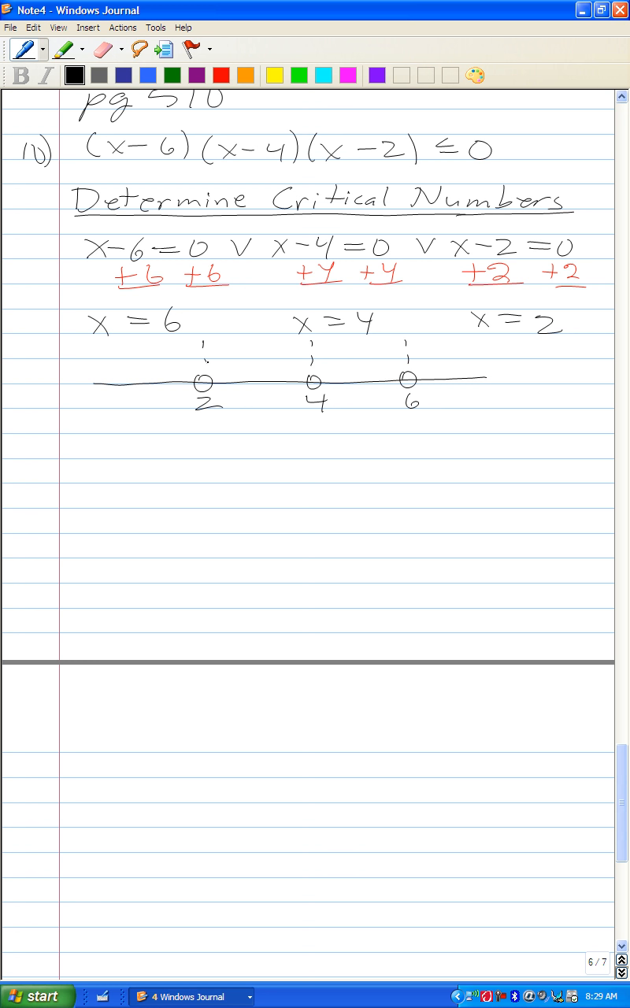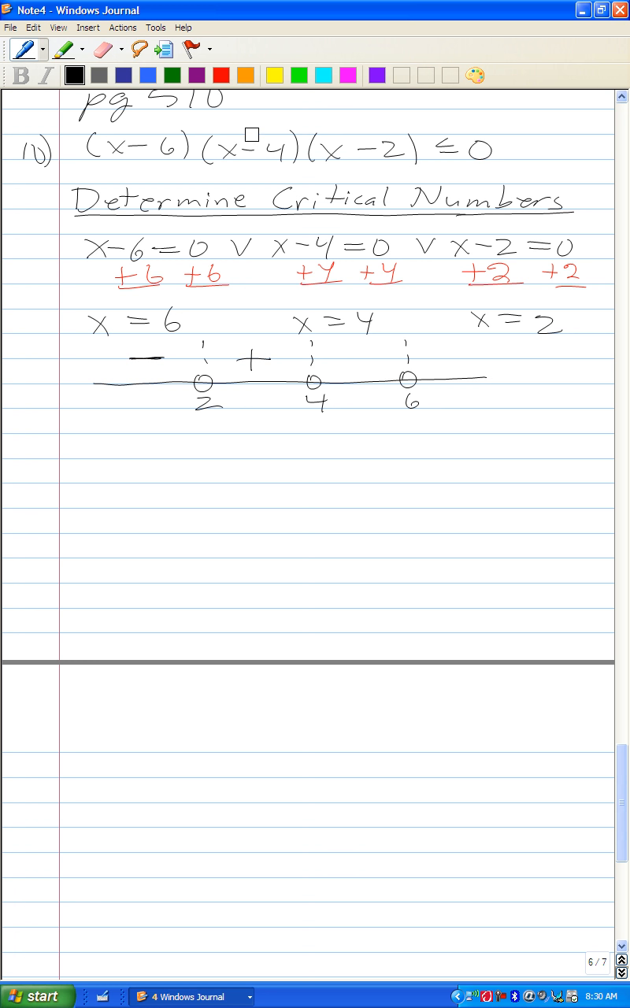Let me take a number less than 2, 0. So when x is 0, x minus 6 is negative, x minus 4 is negative, x minus 2 is negative. Negative times negative times negative is negative. The root at 2 is simple. It has a multiplicity of 1, which is odd. Therefore, this alternates in sign to positive.